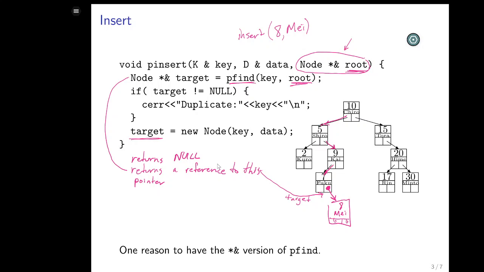What did I miss? The root is modified when you insert in an empty tree. So it needs to be modifiable because I'm not returning a value.